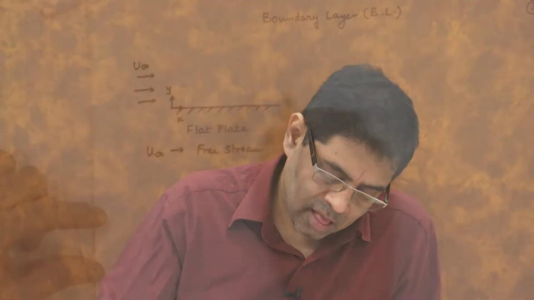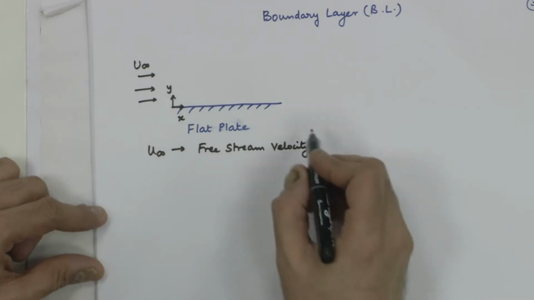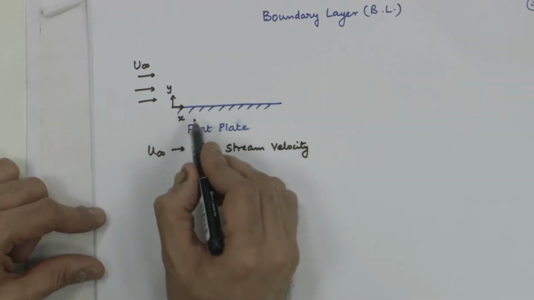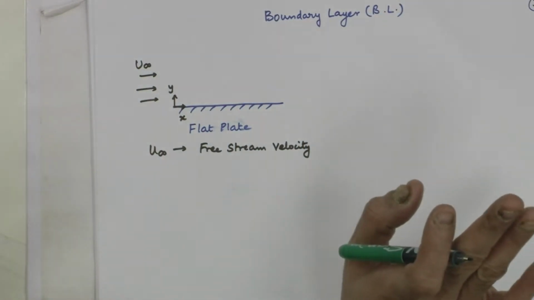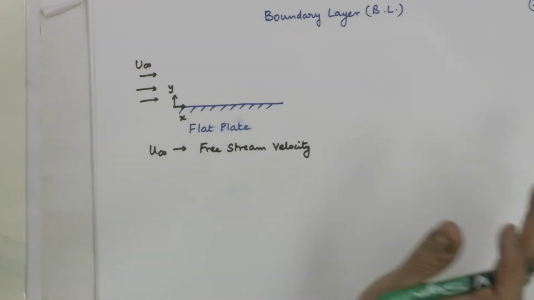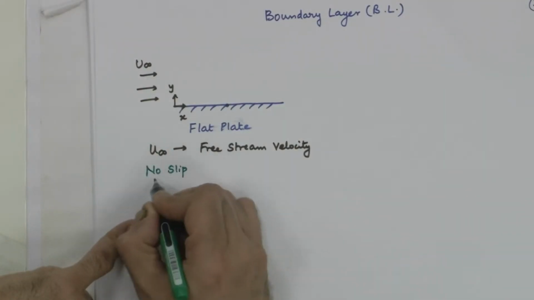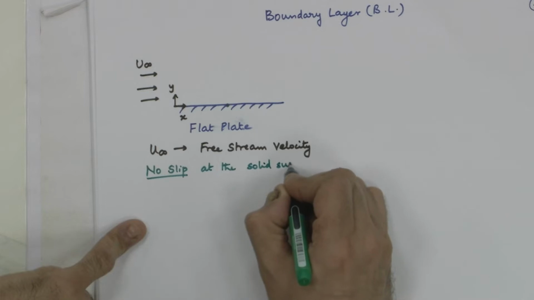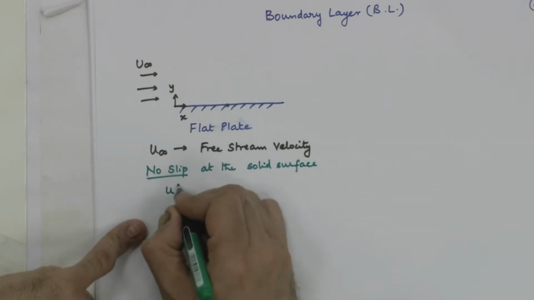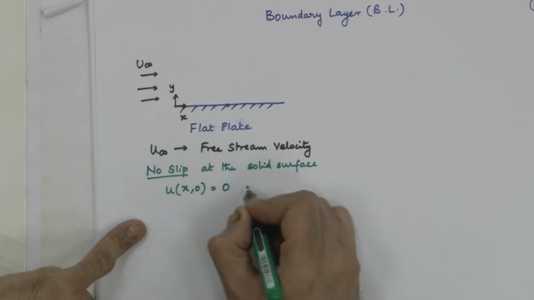This plate is extending into infinity into the plane of the paper, and we typically have the coordinate x along the plate and y perpendicular or normal to the plate. This is the typical geometry. Now, everybody knows the story, how what is happening. Because of no slip condition, the basic constraint we have to follow is no slip at the wall, at the solid surface. Because of no slip condition, u at y equal to 0 for all x is 0.